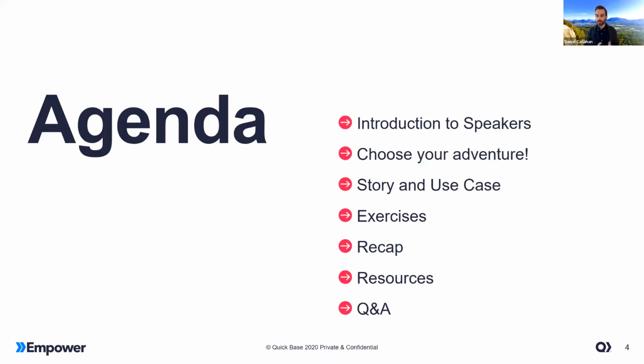Once we decide on what adventure we're going on, Eric is going to introduce our story and use case. We're going to be going through 6 exercises, and Eric will be covering the first 3 and I'll be covering the last 3. After we complete those 6 exercises together, we'll do a recap on what we did and what we learned. We'll show you a resources page, and then we'll do a Q&A. There's also an appendix in the deck. We won't be showing that, but you'll have access to it. We want to give as much time to the Q&A as possible.